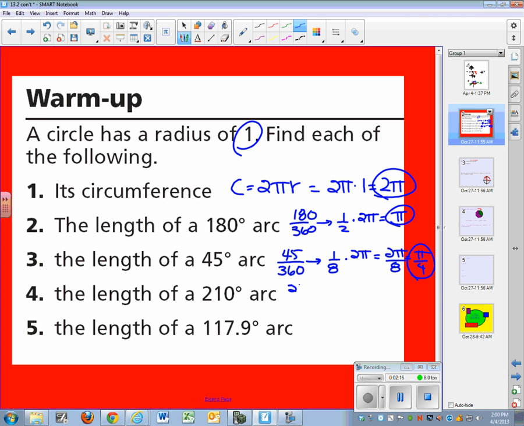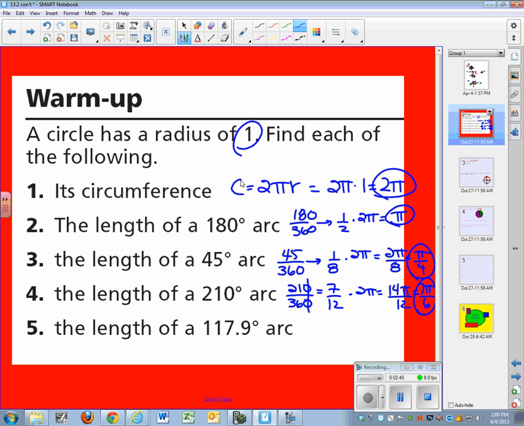Same deal with 210. 210 divided by 360, I can divide by 10. I can again divide by 3, which gives me 7/12. I multiply that then by 2 pi, that gives me 14 pi over 12, or 7 pi over 6. Which again, you should see on your unit circle next to your 210 degrees.